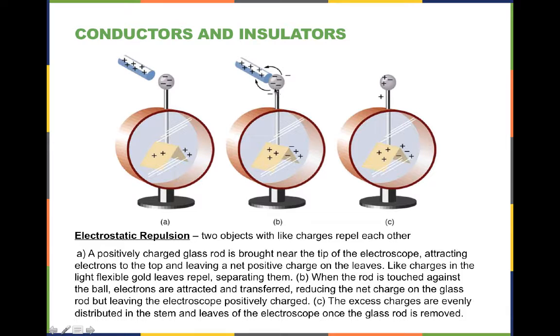Now, when they touch, electrons are transferred. Because they're transferred, you see that there's some loss of positive here, and some of the negatives come back down here, and the leaves are not as far apart. Then when you remove this, you still have an imbalance, but the charges become evenly distributed throughout, and you're left with modestly separated leaves.